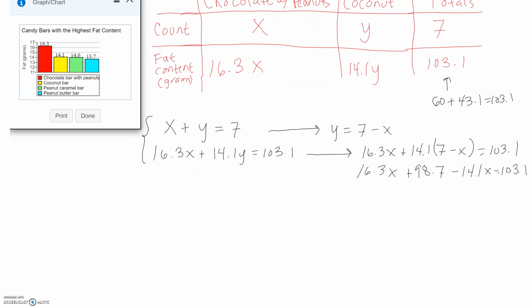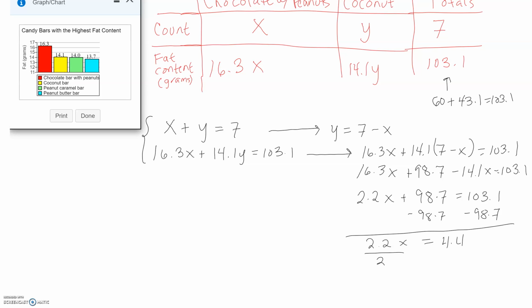And combining like terms, we get 2.2x plus 98.7 equals 103.1. Subtract that 98.7, and 2.2x is going to be equal to 4.4. Convenient, because now when we divide by 2.2, we actually get a whole number of candy bars: 2 of those chocolate with peanut butter candy bars.